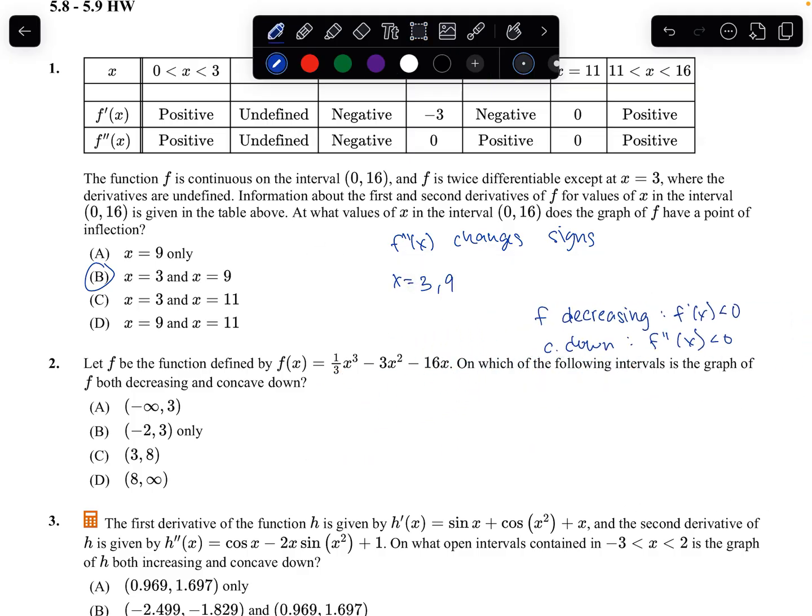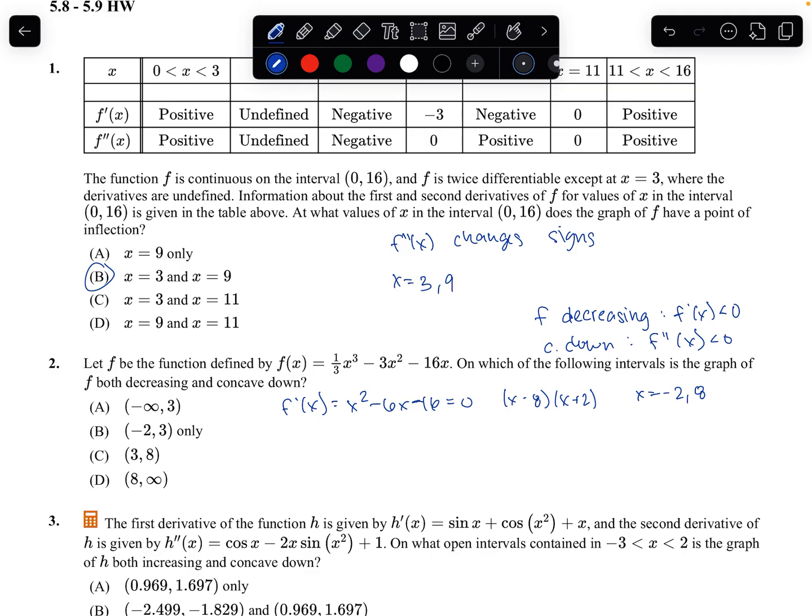So let's find f prime of x. That's going to be x squared minus 6x minus 16. I'm going to set that equal to 0. That's factorable, I think, I hope. Sorry, yeah, it's minus 16. So minus 8 and 2 multiply to negative 16, so that's going to be x minus 8 and x plus 2. So x equals negative 2 and positive 8.